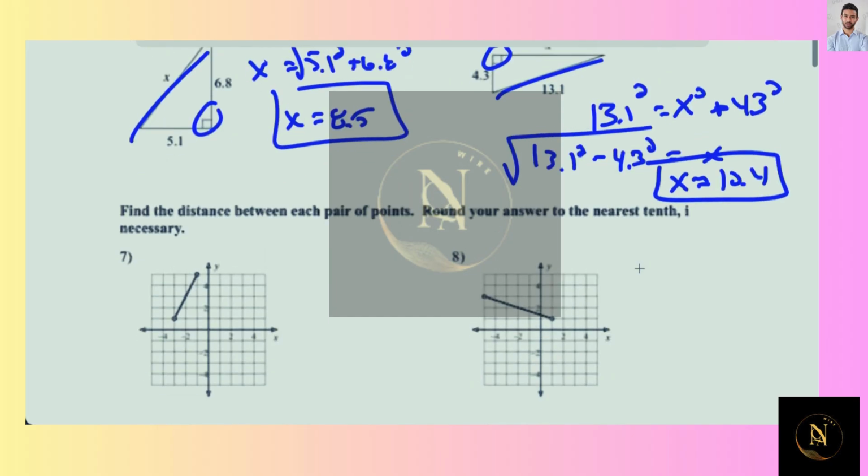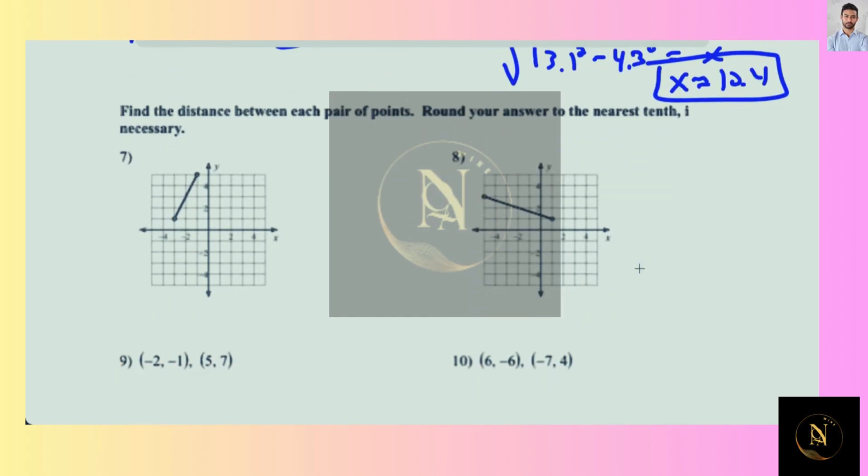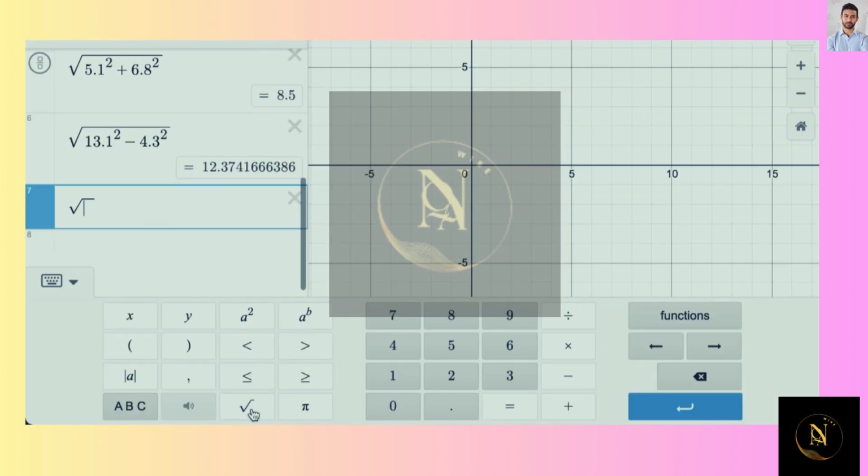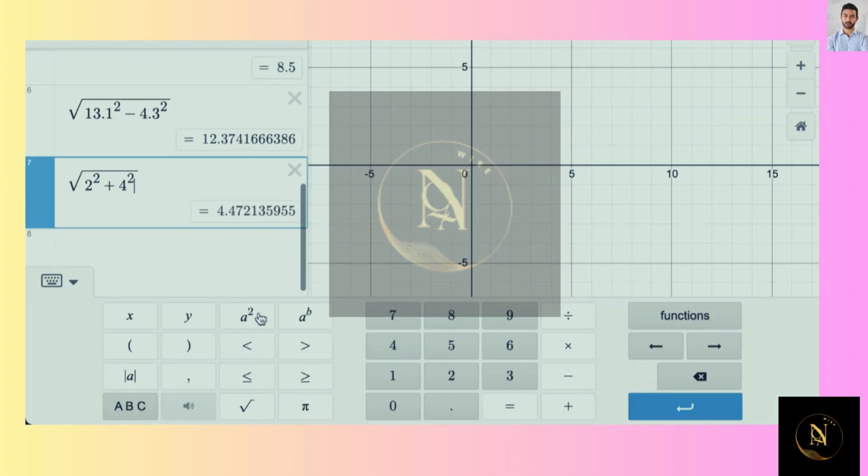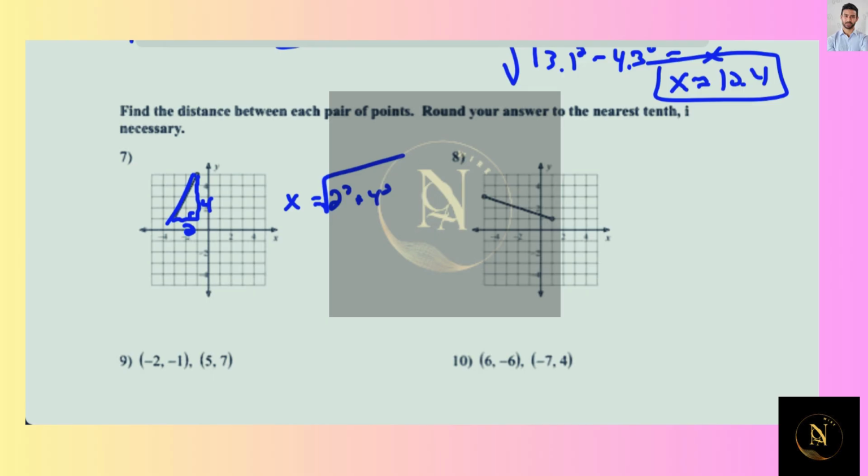You could do the Pythagorean theorem to find length as well. Make a right triangle out of it, and you've got leg lengths of 2 and 4. So x squared equals, because that would be the hypotenuse, the distance, 2 squared plus 4 squared. Solve for x by taking the square root of both sides. So it's the square root of 2 squared plus 4 squared, which is 4.5 to the nearest tenth.